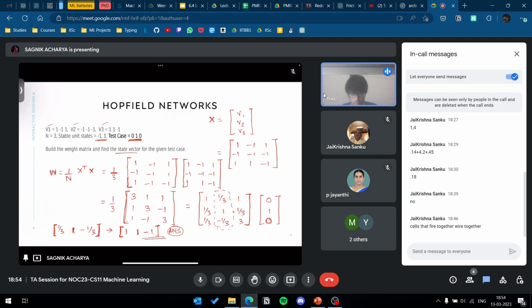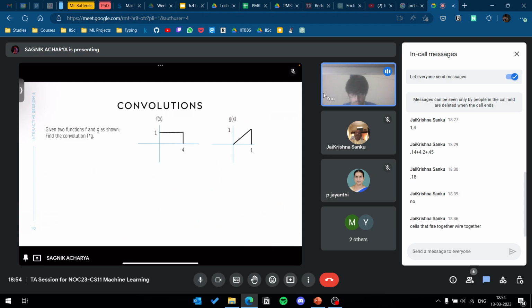Okay, so I have one last question, which you won't probably encounter that much, but still it's a mathematical thing. So I'll just quickly go through it. We have to find the convolution of these two functions.